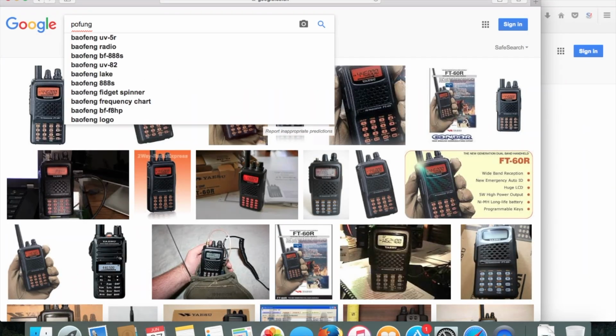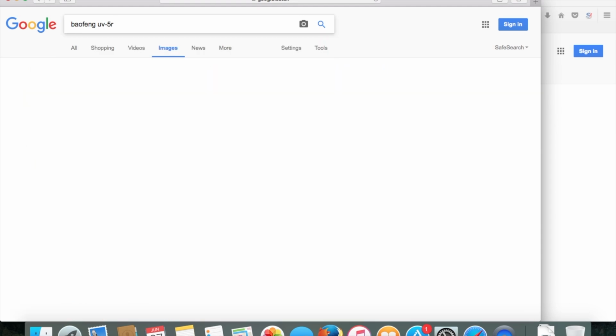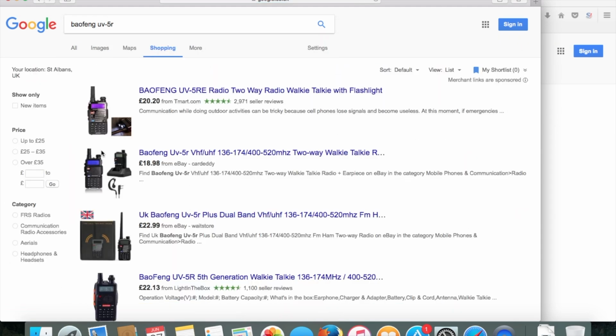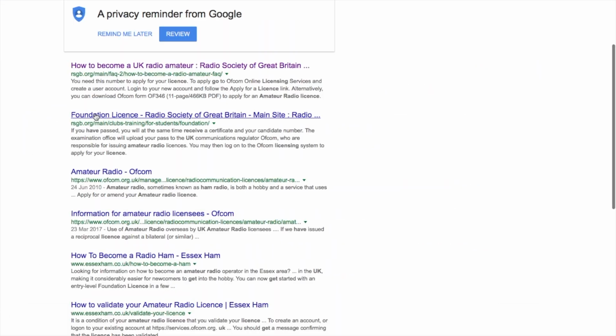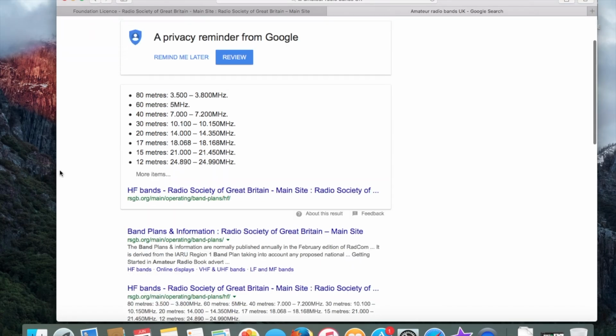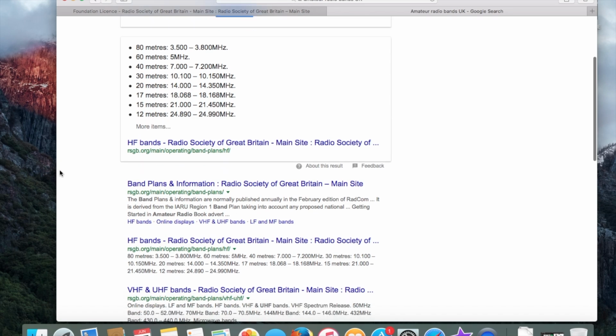It's probably also worth saying that you don't need a license to purchase any radio equipment. A lot of people actually purchase a radio before they get licensed and just listen to transmissions from other licensed amateurs. A license is only required if you want to transmit on any of the amateur radio bands. Bands is a term for a group of frequencies.